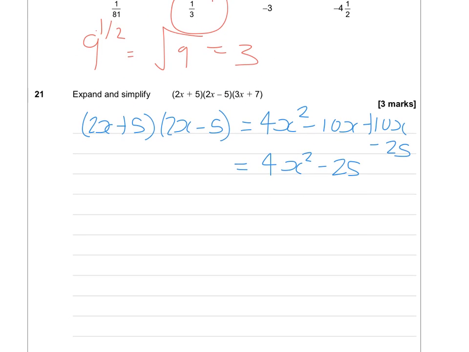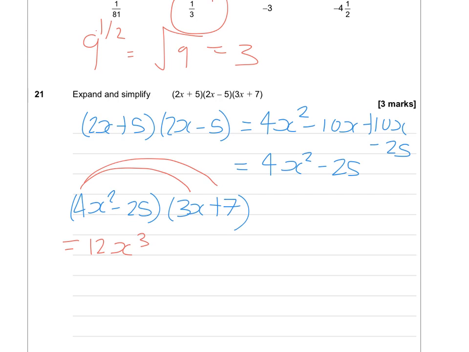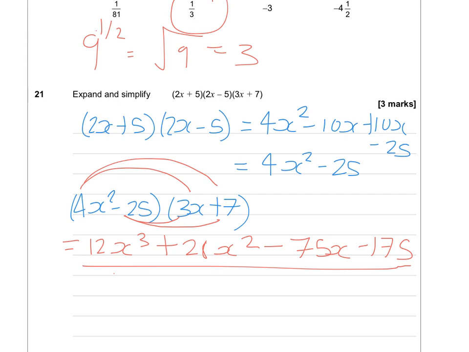We then have to multiply 4x squared minus 25 by 3x plus 7. If we do this term by term, 4x squared multiplied by 3x will give us 12x cubed. 4x squared multiplied by positive 7 gives us 28x squared. Negative 25 multiplied by 3x gives us negative 75x. And negative 25 multiplied by 7 gives us minus 175. This is the answer. It doesn't simplify. Don't forget to write it in the answer space.